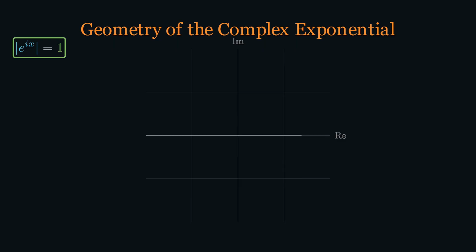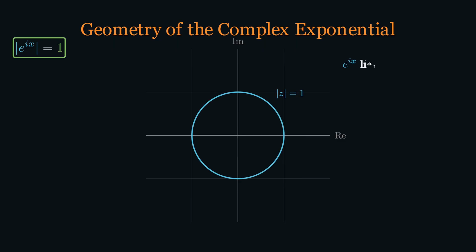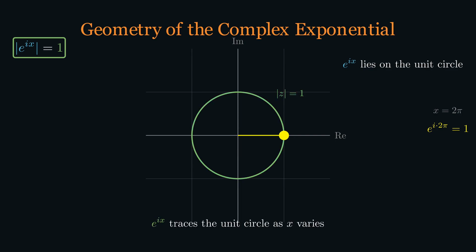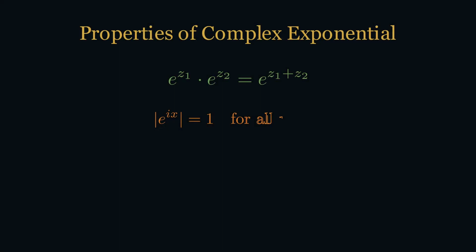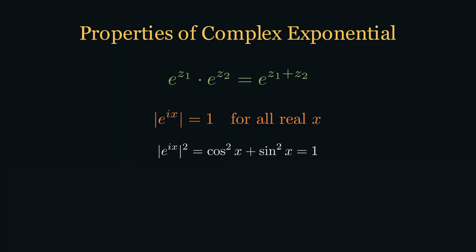The complex exponential e to the ix always lies on the unit circle. The absolute value of e to the ix squared equals cosine squared x plus sine squared x equals 1. No matter what real number you put in the exponent, e to the ix has modulus 1.